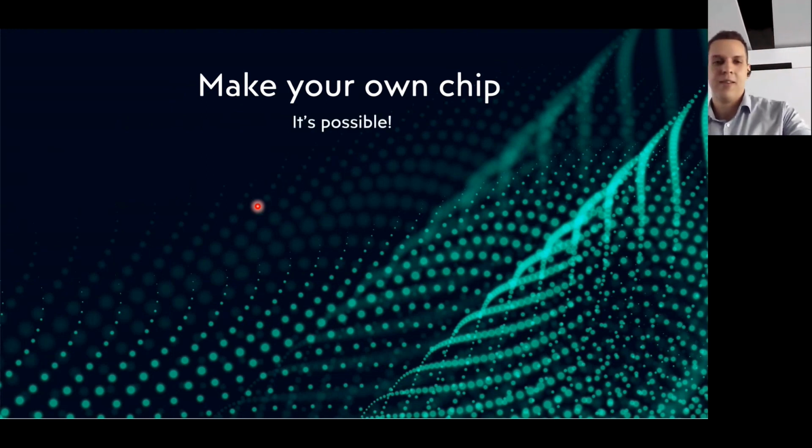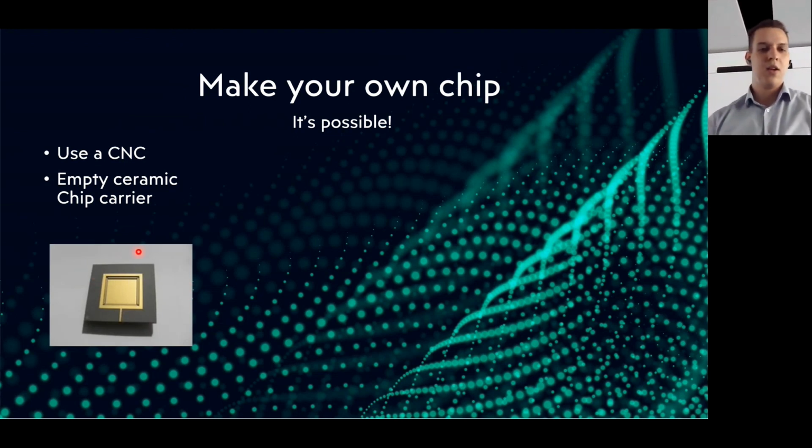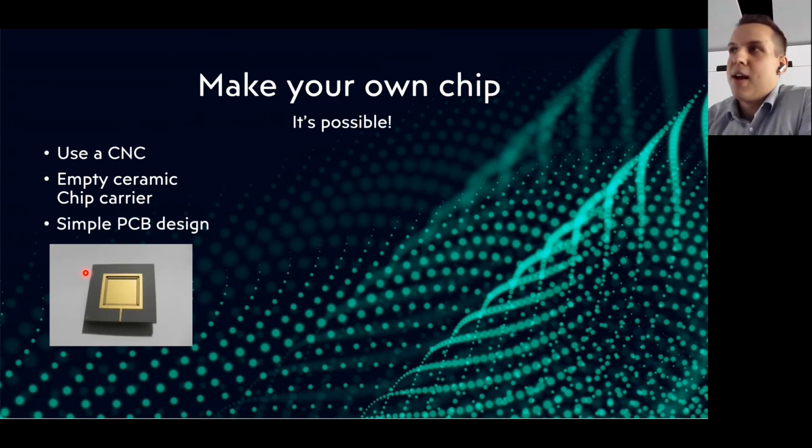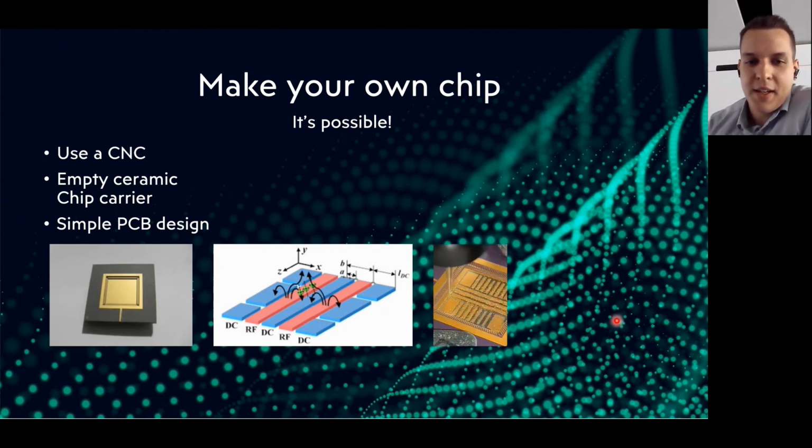It's possible, really. You use a CNC miller, an empty ceramic chip carrier that you can buy for around $800. You can get one if it's a good one. It looks like this. It's empty. What we are doing is making a simple PCB design that we saw before. And here in a graphic, you see that the ion particles can float in the middle. So you mill the chip carrier in this format, and it will look like this.